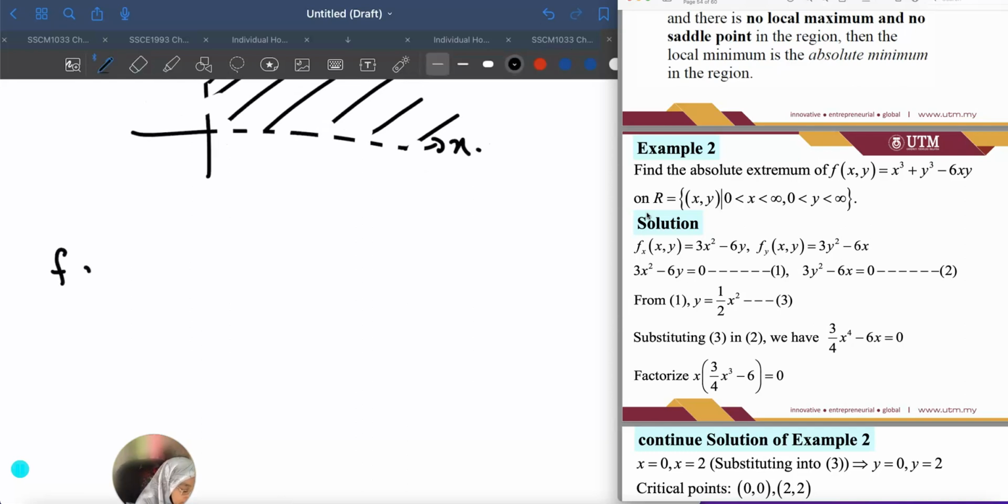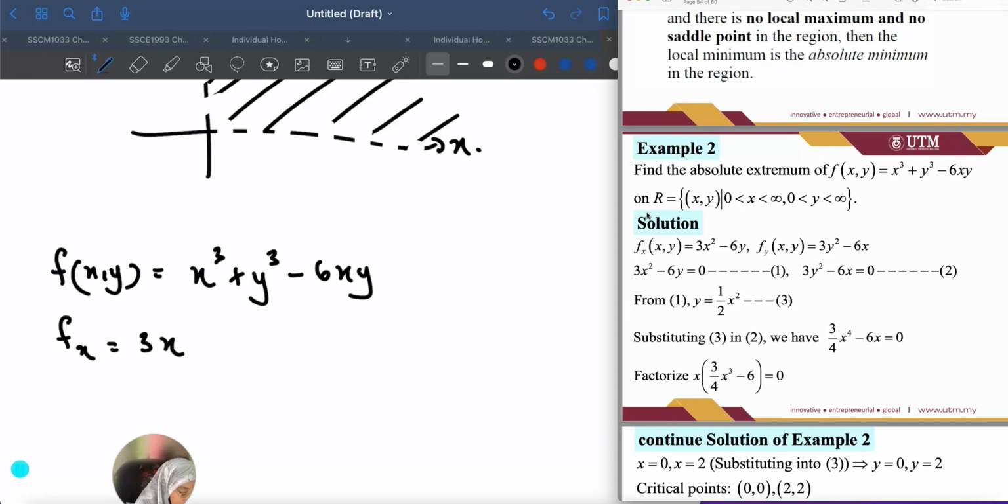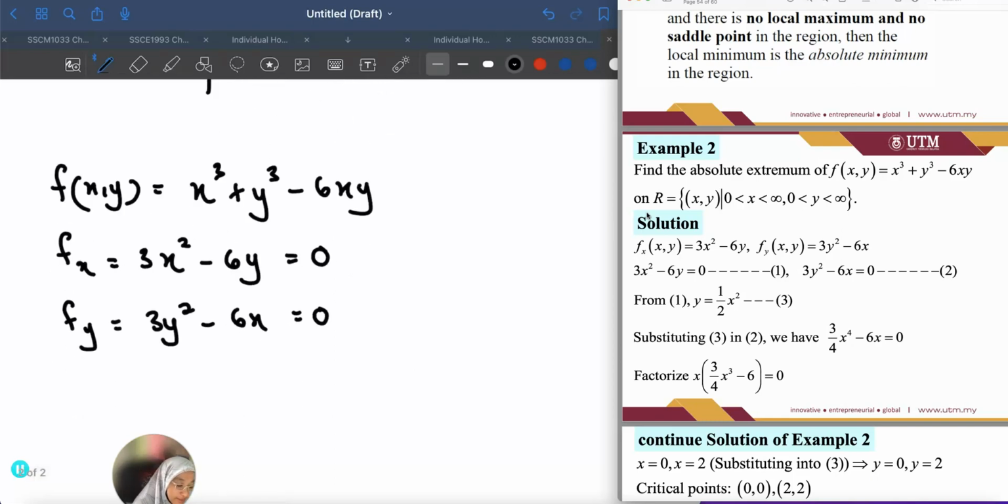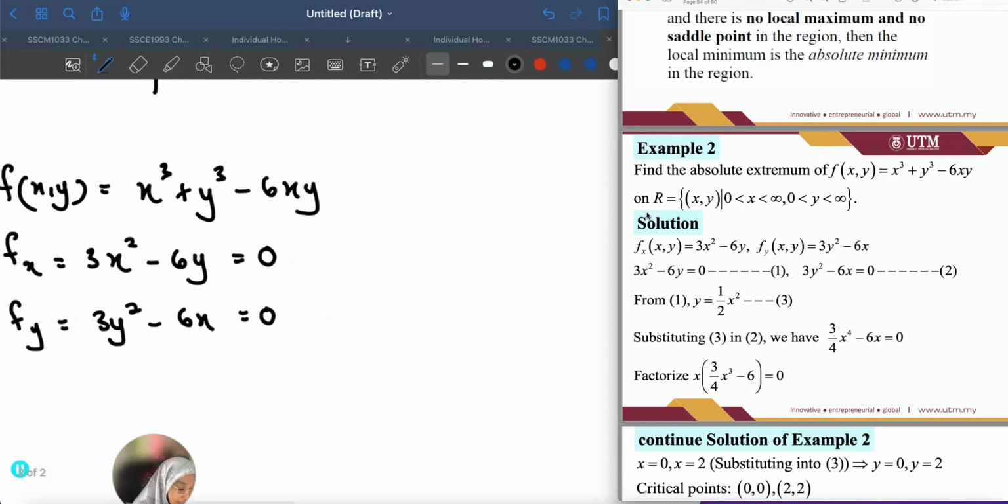So the function is given by x cubed plus y cubed minus 6xy. Okay, and then just like the first two steps, we have to find the critical points. So differentiate with respect to x, and then differentiate with respect to y. I'm setting them equal to 0 because I want to find the critical points, so you have to equate them to 0 and solve these equations simultaneously.